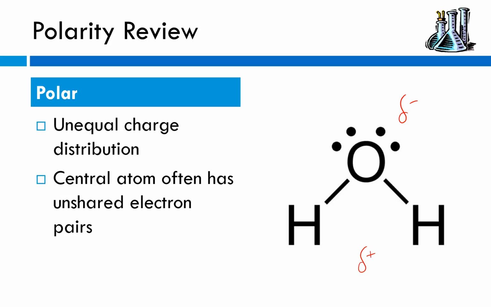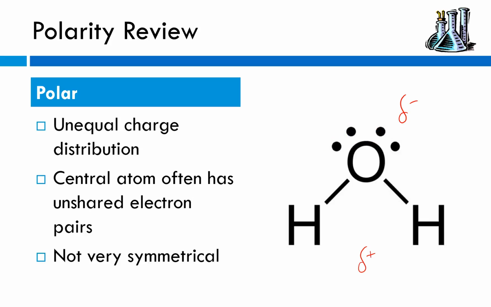Oftentimes, a polar molecule, especially at this level of chemistry, is going to have unshared pairs of electrons on the central atom. So these dots that are sitting on top of oxygen represent electrons that are not involved in bonding. They belong solely to oxygen. And that's oftentimes a pretty good indication that you are looking at a polar molecule.